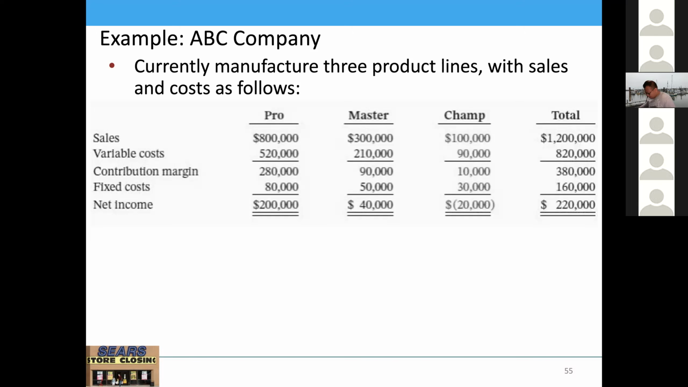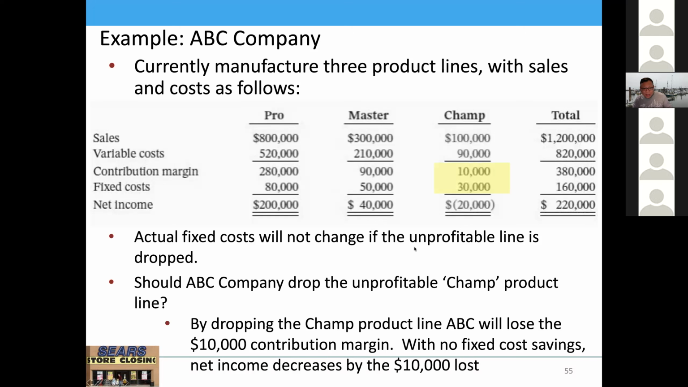Well, just looking at it, I'd like to get rid of the champ line because initially it's losing money. Okay, yeah. So now you see, oh, wow, this production line is losing money. Should I get rid of it, right? And then, okay, so that's the information. Do I have more information? Let me see if I have more information. Okay, I do have more information here. So the actual fixed cost will not change if that unprofitable line is dropped. So basically, the fixed cost of 160,000 doesn't change. Okay, if you dropped this line, that $30,000 has to be allocated elsewhere.